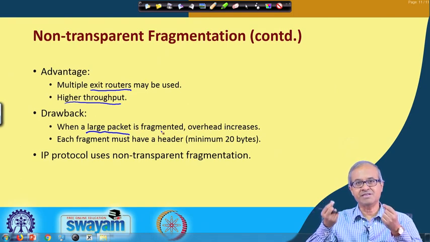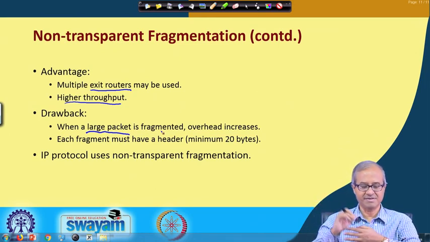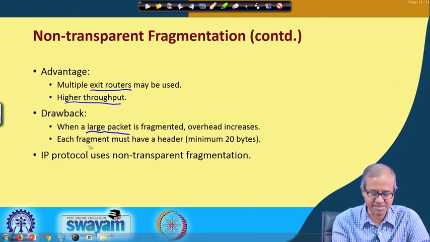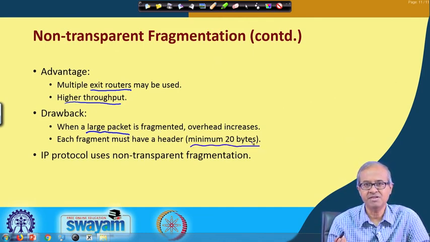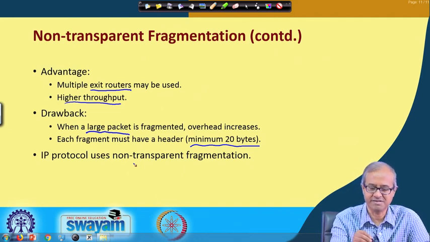That is why there is some kind of overhead in terms of the number of bits being transmitted, that will be a little higher in this method, right, because as I said, each fragment will be having an IP header, which is, as you know, minimum 20 bytes. And I mentioned IP protocol uses this philosophy, non-transparent fragmentation.